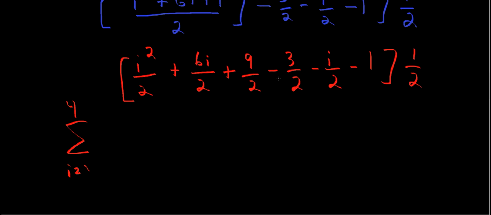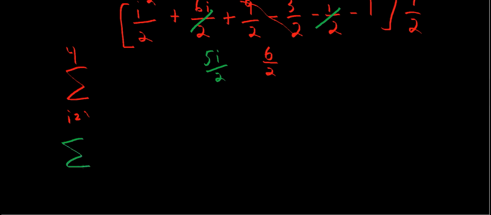Now we can start combining some of these terms. Well, 9 halves minus 3 halves is going to be 6 halves. And 6i over 2 minus I over 2 is actually going to be 5i over 2. And then we just have the I squared over 2 and minus 1. We can't combine those, but we will be able to combine the 1. So actually 6 halves, I'll go ahead and write this down. We'll do it again.